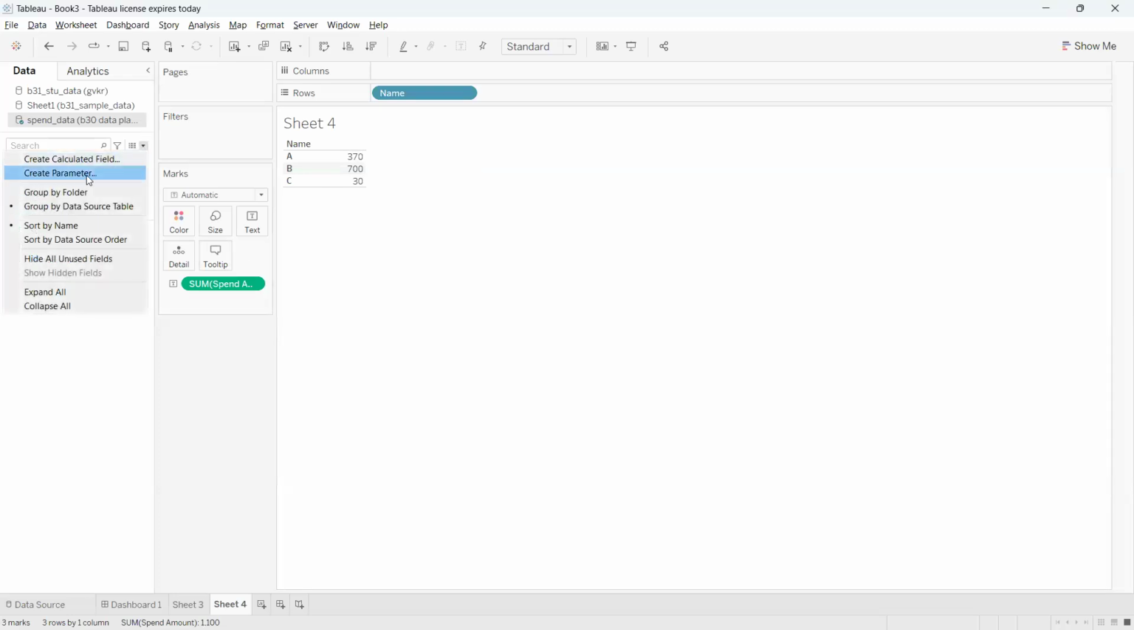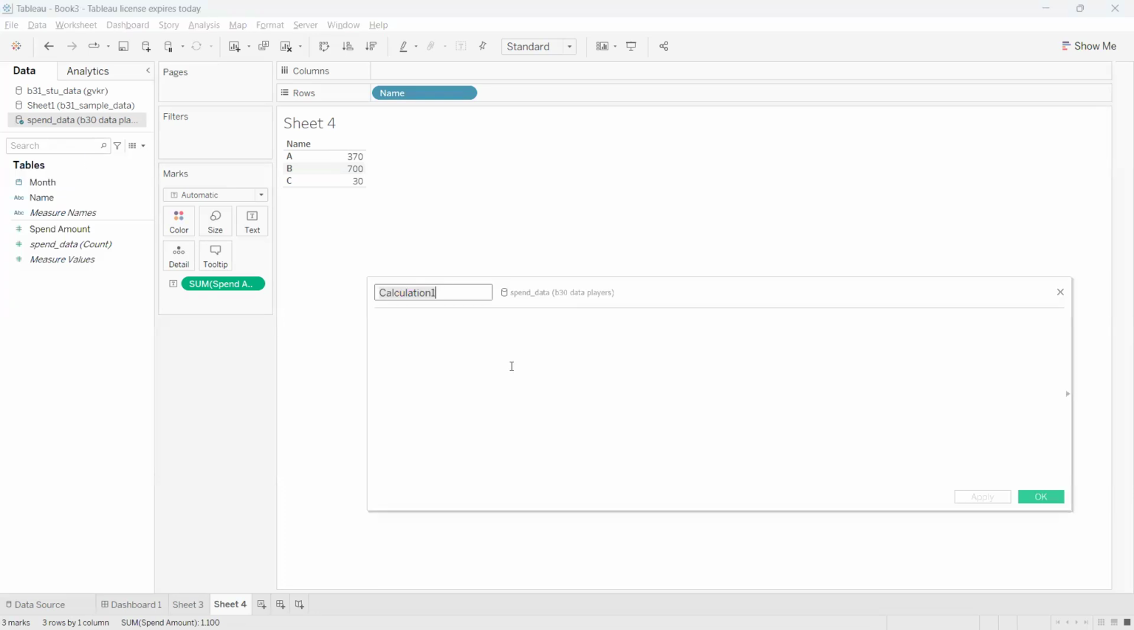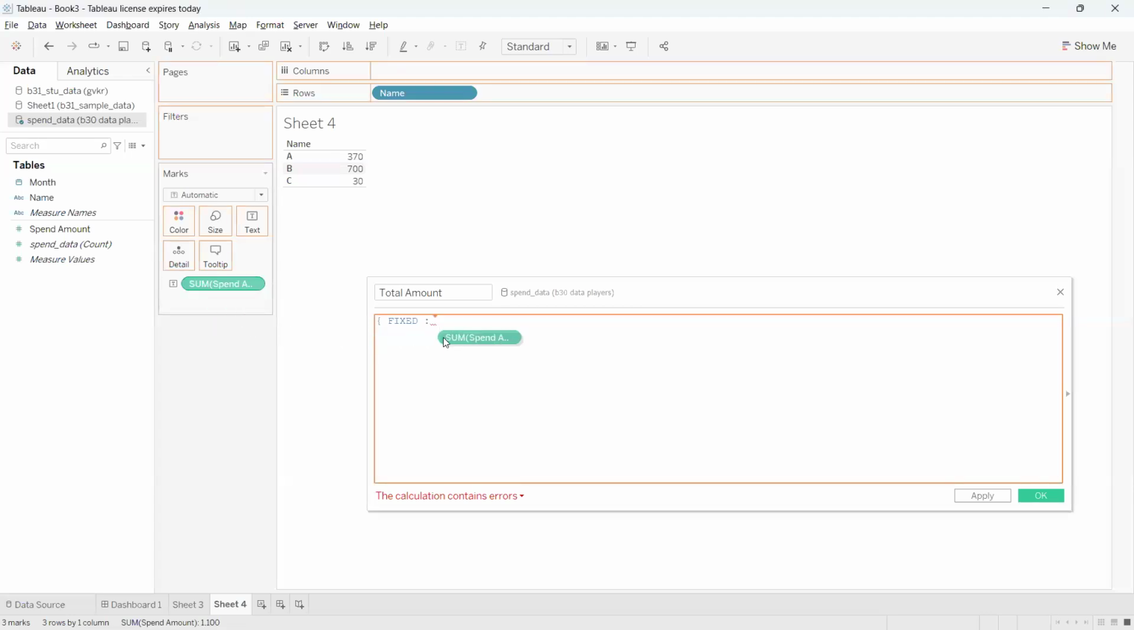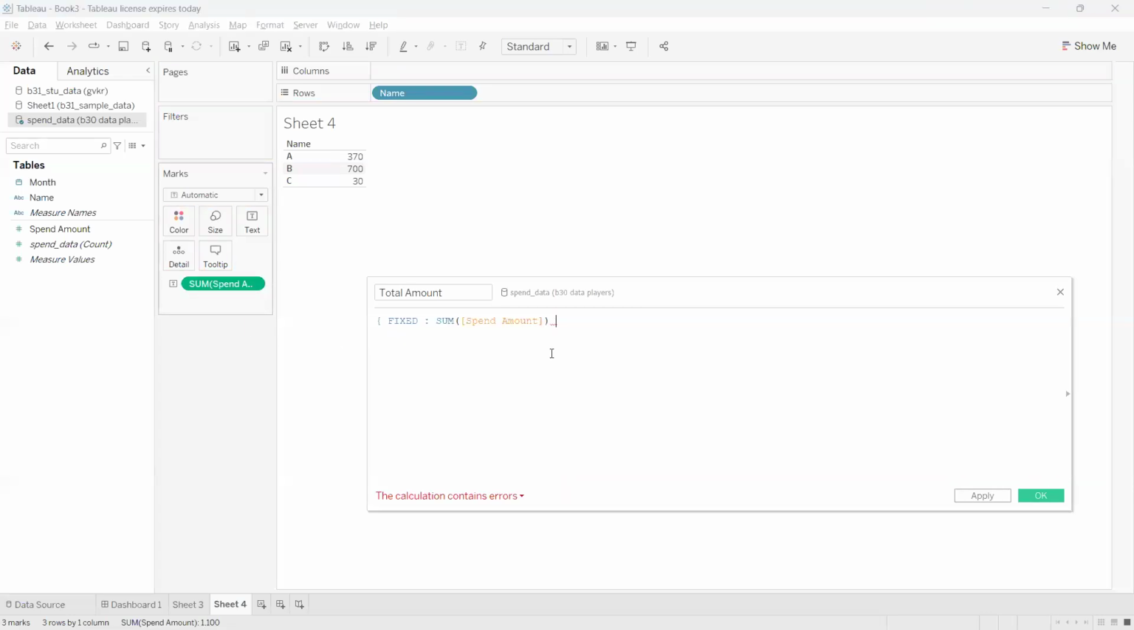Let's create a calculation field. Go to create calculation field. I can call this total amount. Total amount is nothing but, I want to use fixed LOD to calculate the total amount. I'll tell you the syntax a bit later. Now just drag the sum of spend amount here. Just click on it. Any fixed LOD calculation is valid here.